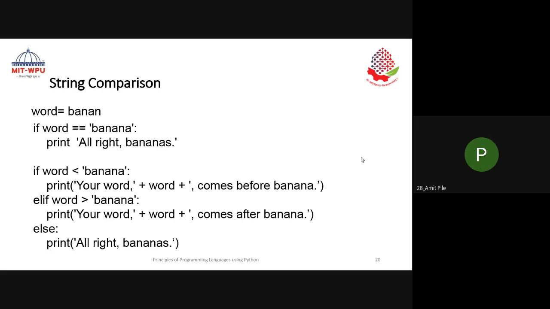Sir, less than part will be executed. Less than part would be executed. Why is it so? Because, sir, BANAN is assigned to the variable word and it is less than BANAN. So that's all. Okay, less than in the sense? Your if word is less than banana, that part will be executed.